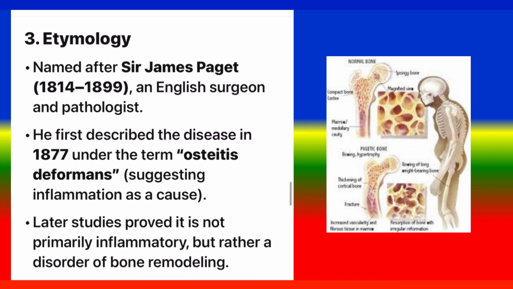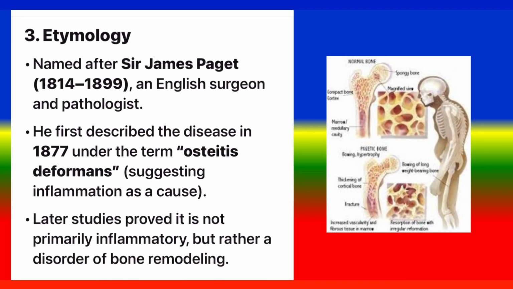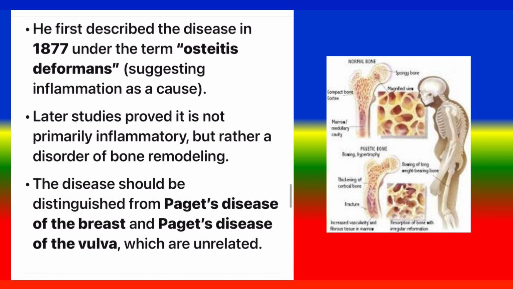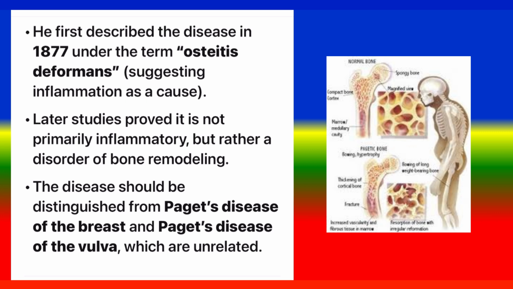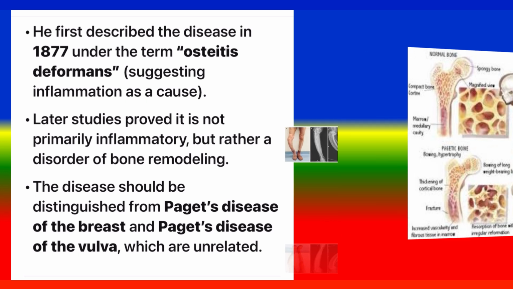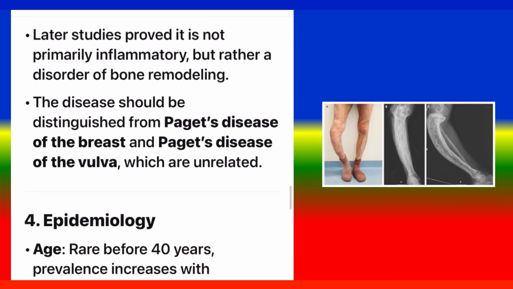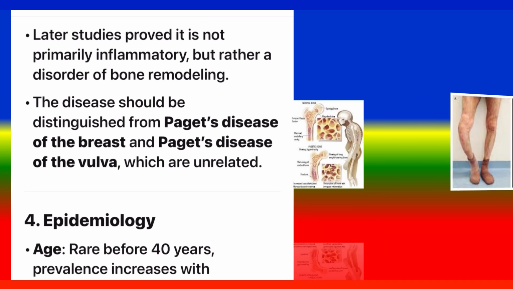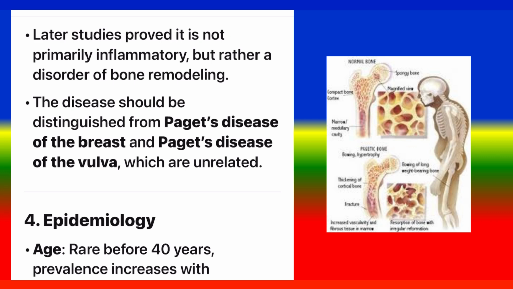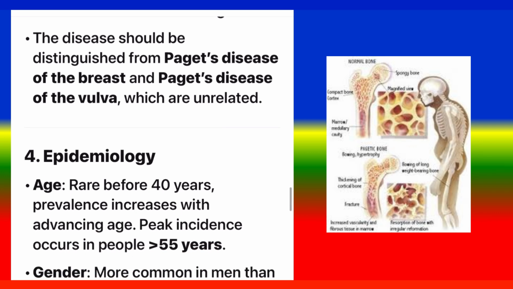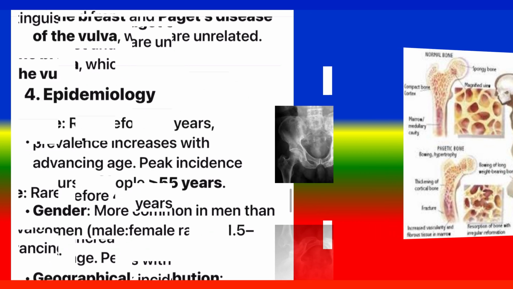3. Etymology. Named after Sir James Paget, 1814 to 1899, an English surgeon and pathologist. He first described the disease in 1877 under the term osteitis deformans, suggesting inflammation as a cause. Later studies proved it is not primarily inflammatory, but rather a disorder of bone remodeling. The disease should be distinguished from Paget's disease of the breast and Paget's disease of the vulva, which are unrelated.